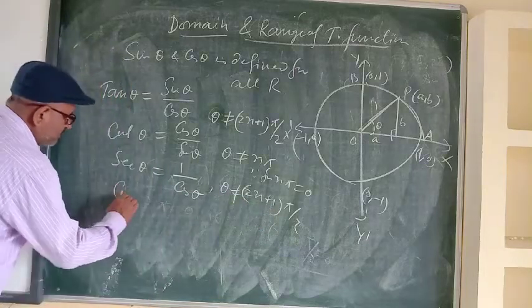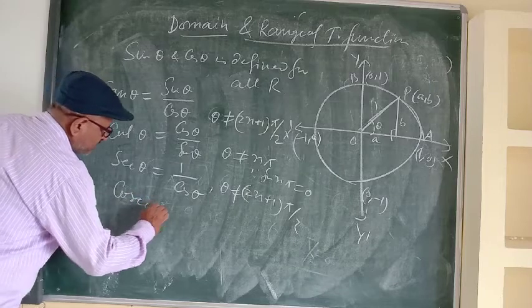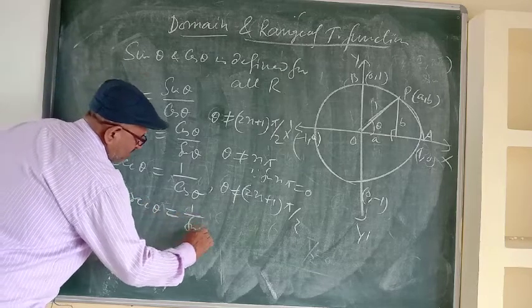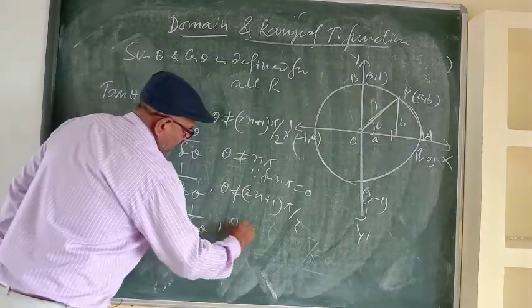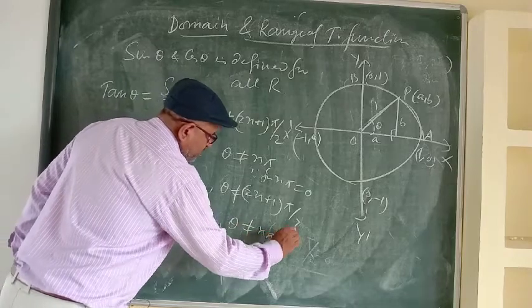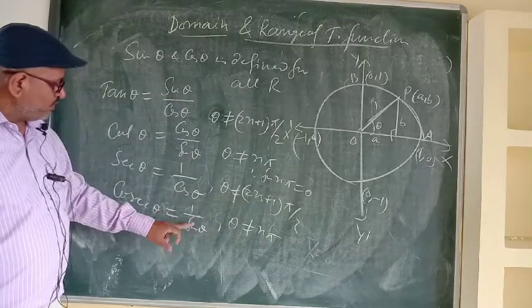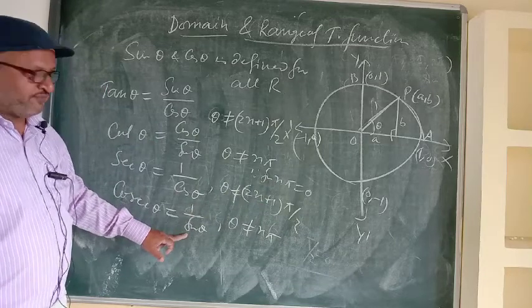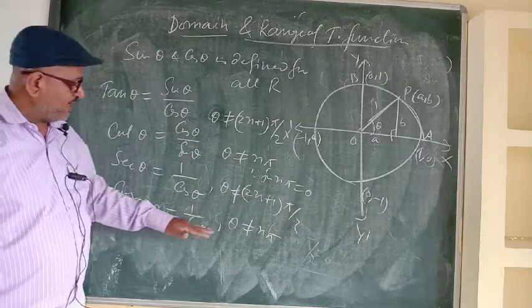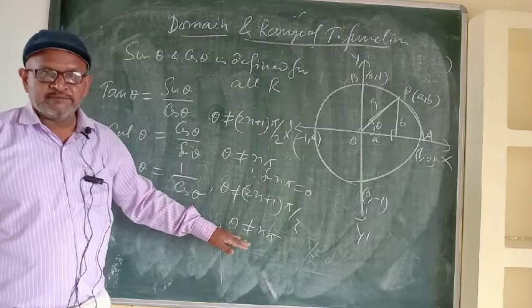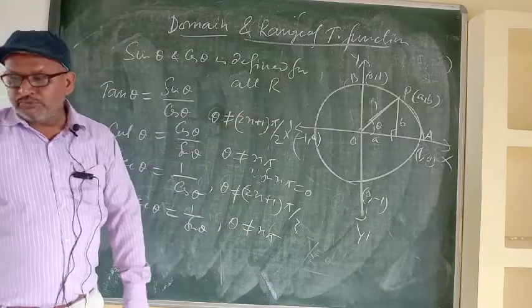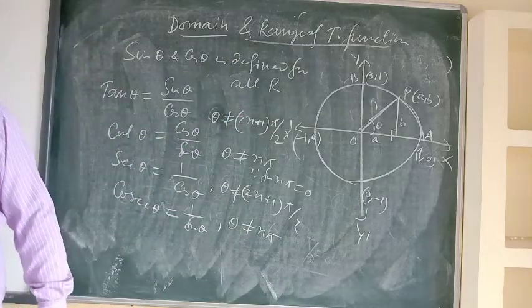Cosec theta. Cosec theta is 1 by sin theta. Theta is not equal to n pi. Why? Because sin n pi will be 0, and 1 by 0 will be undefined. So cosec is not defined for theta equal to n pi. So these are the domains of the trigonometric functions.